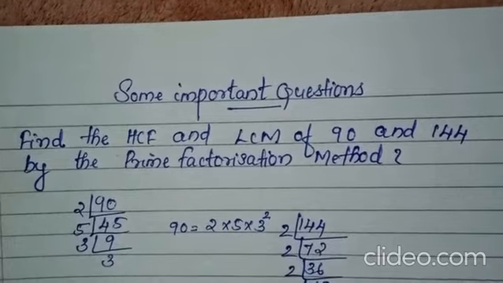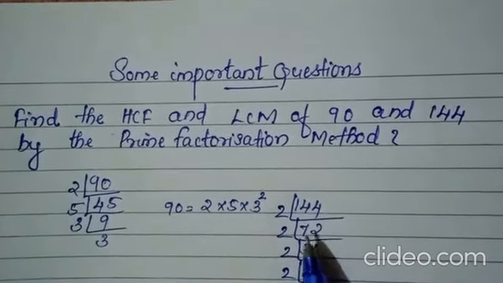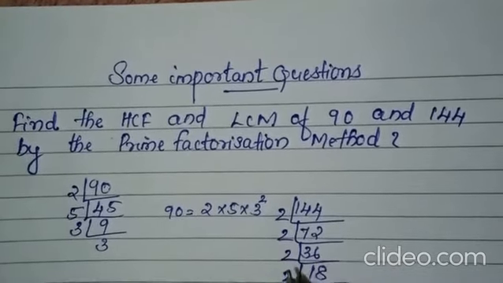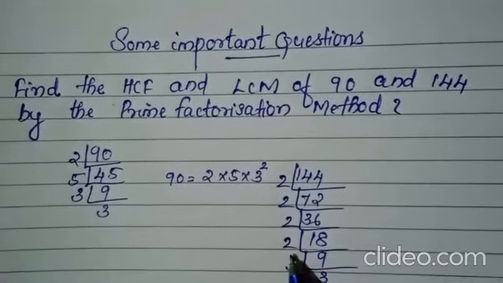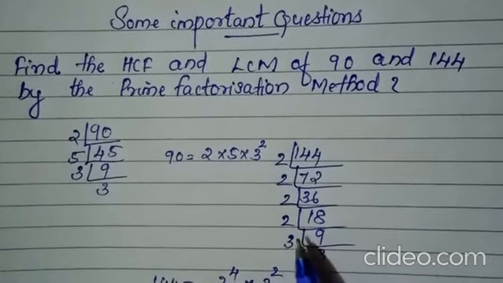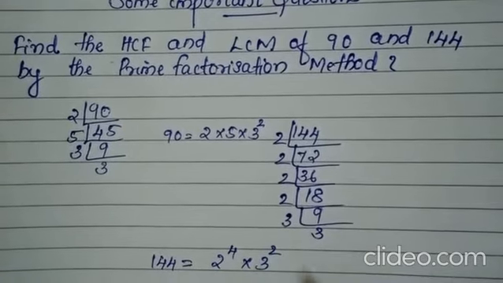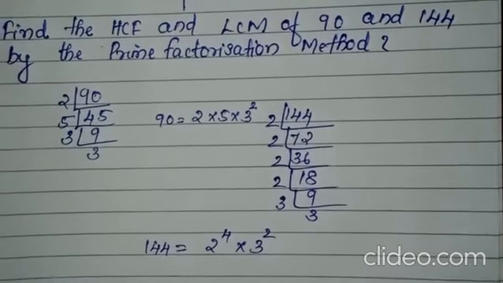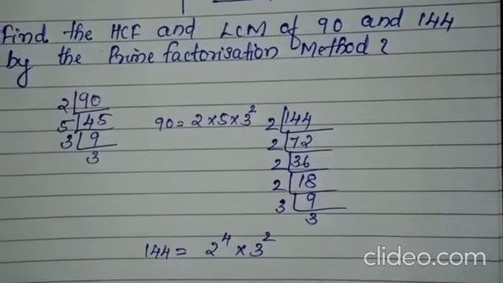Understood? Again the next number is 144. Do it with the prime numbers. 2, 72, again 2, 36, 2 over here, 18 2s are 36, again 2, 9, 2s are 18, again 3 into 3, 3 3s are 9. So we got 2 raised to 4 into 3 raised to 2. Understood? Then we should find HCF.